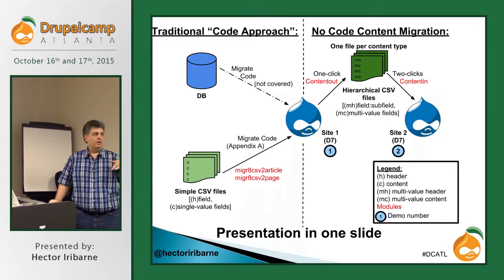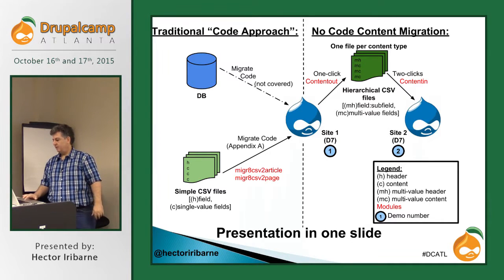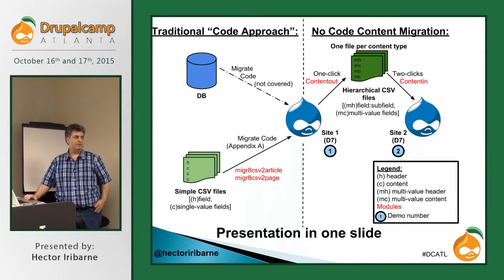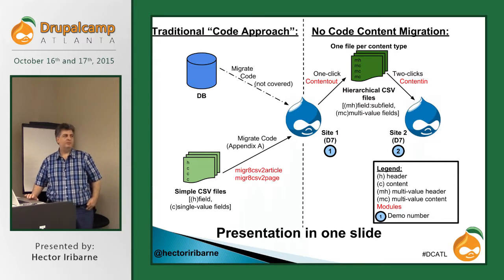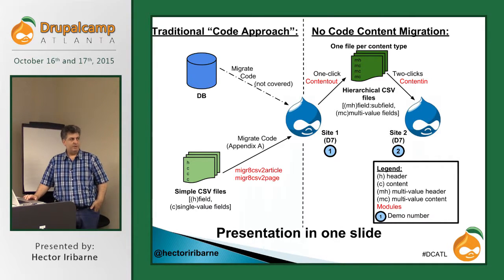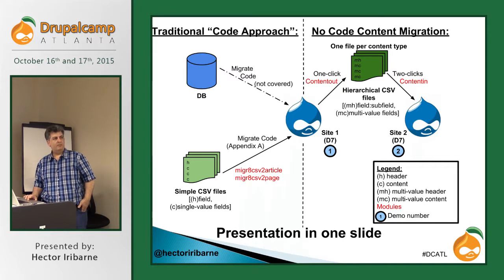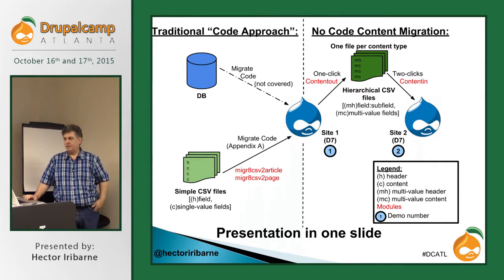But what I'm going to focus on more is the no-code content migration side, the right side over here, which is once you have content in your Drupal site, you can export it into multiple files. The way I've done it is I create 1 file per content type. And I'm going to be showing the contents of those files so you can get an idea of what your content looks like in a CSV file. Then we take that, and using the content in module on the second site, we import and generate the content with the 2 clicks that I mentioned. This will start to make more sense when I show you the demos.